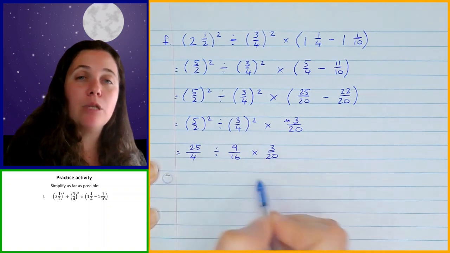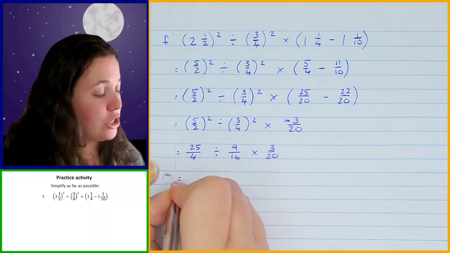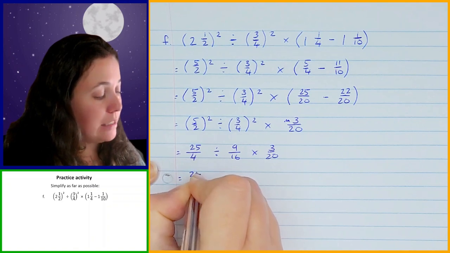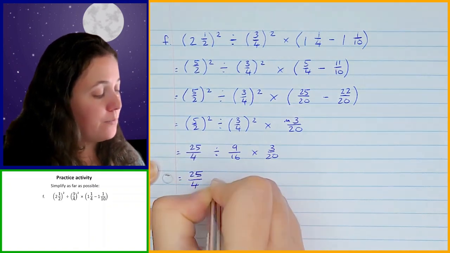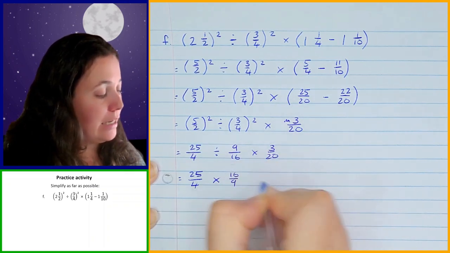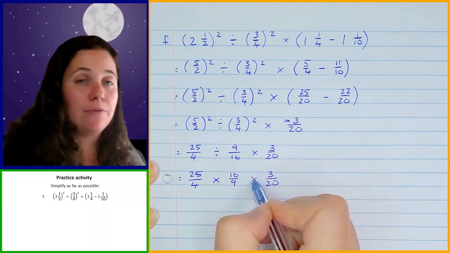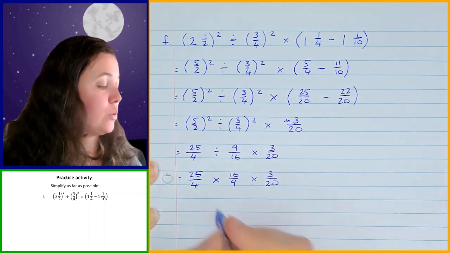When I'm dividing and multiplying fractions, I need to make sure that if there's any division, I need to tip it over and change it to times. So that's going to change to 25 over 4 times, and I tip this over, giving me 16 over 9. This one is going to stay as it is because it is not being divided, it's being multiplied, so it stays times 3 over 20.